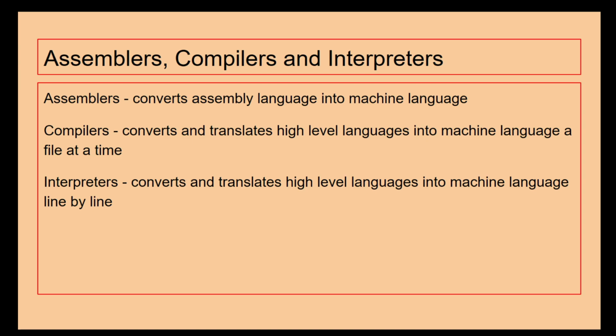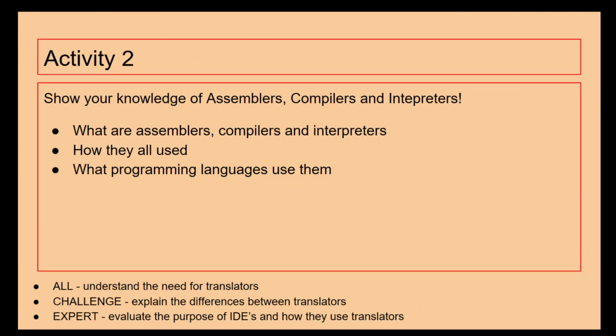So compilers and interpreters convert high level into machine language. Assemblers convert assembly language into machine language. And they are used for different purposes and different reasons. So what I want you to do is a little bit more background research on assemblers, compilers, and interpreters, different examples of languages that use assemblers, compilers, and interpreters, and how they're used. Give the video a quick pause, we'll move on.